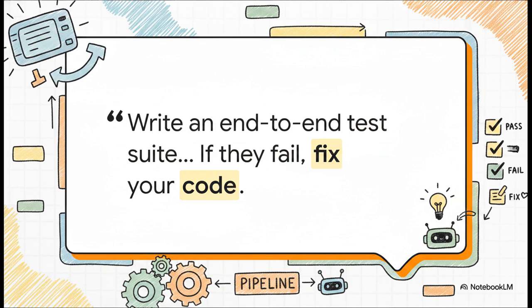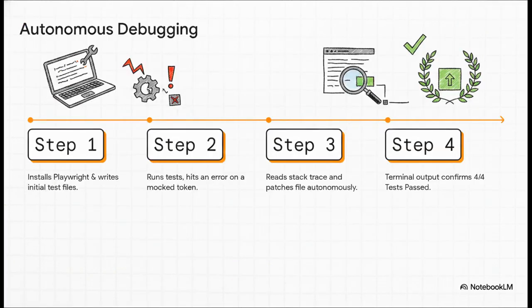The prompt they use is brilliant. /loop, install Playwright, write an end-to-end test suite, run the tests. If they fail, fix your code. Do not stop until the suite passes. Notice that? We are explicitly instructing the AI to operate completely autonomously. No hand-holding allowed whatsoever. And this brilliantly illustrates the sheer power of modern terminal agents.